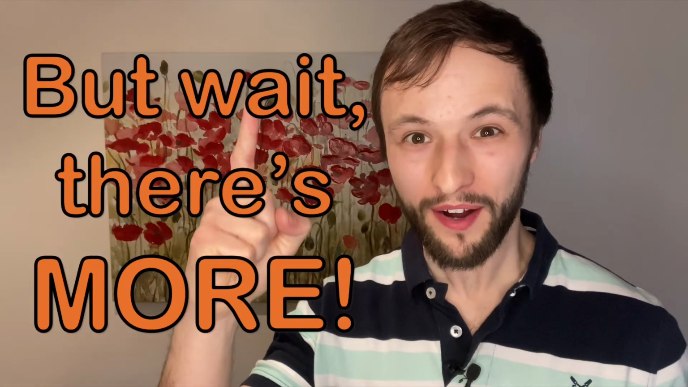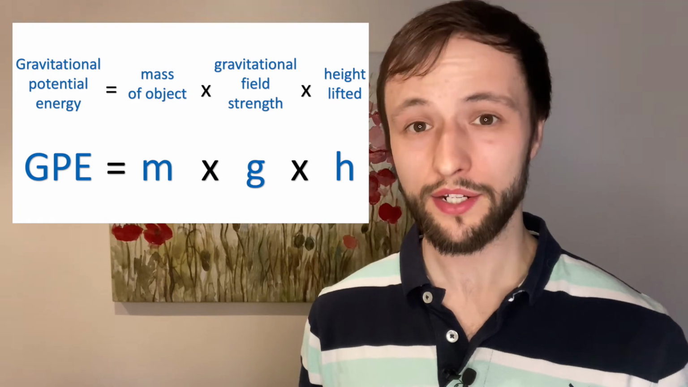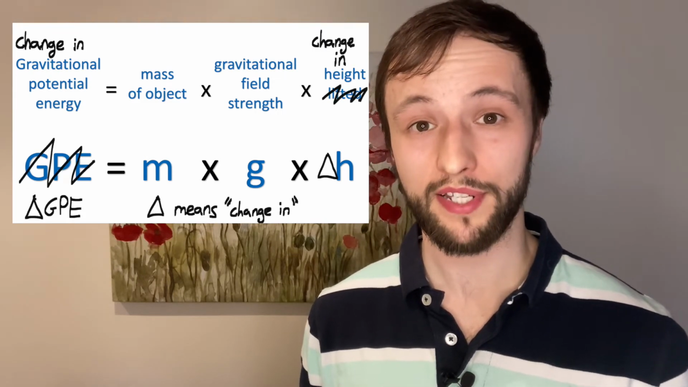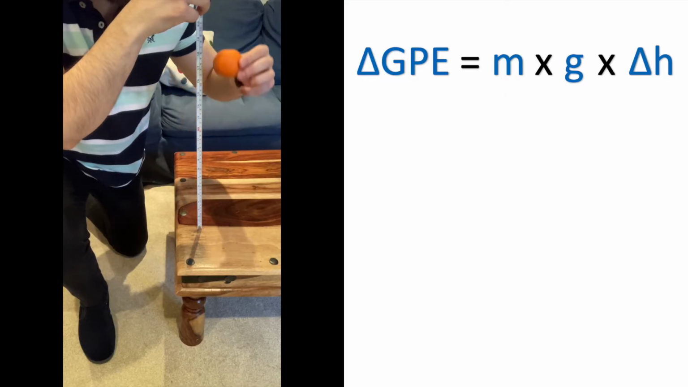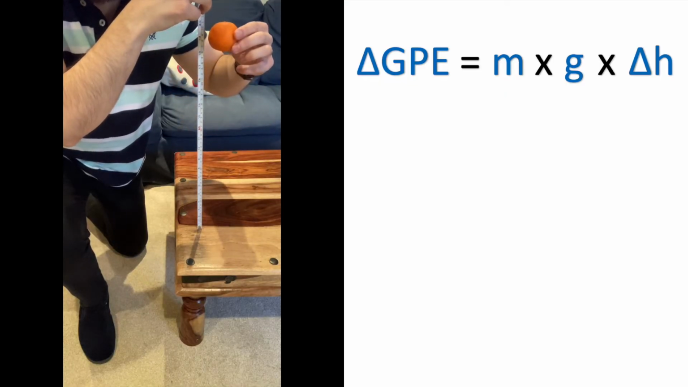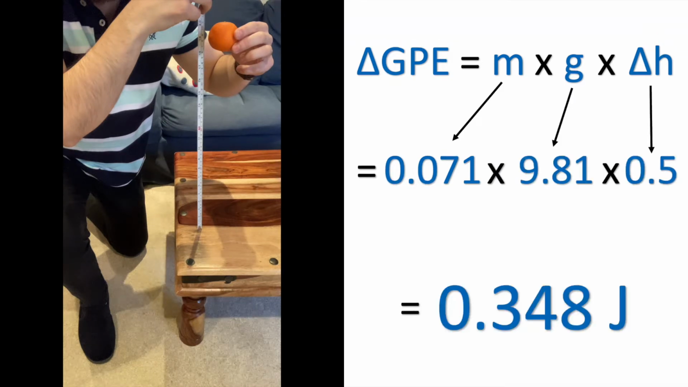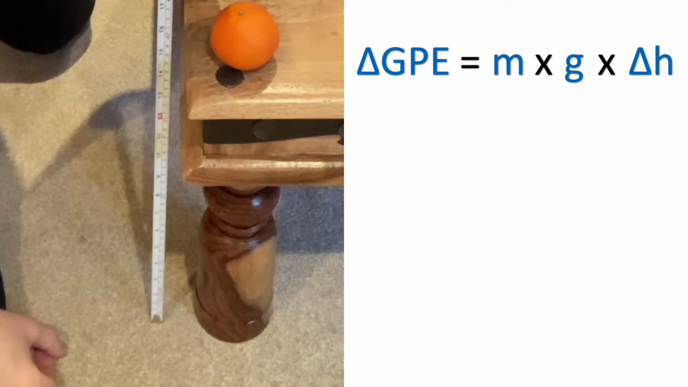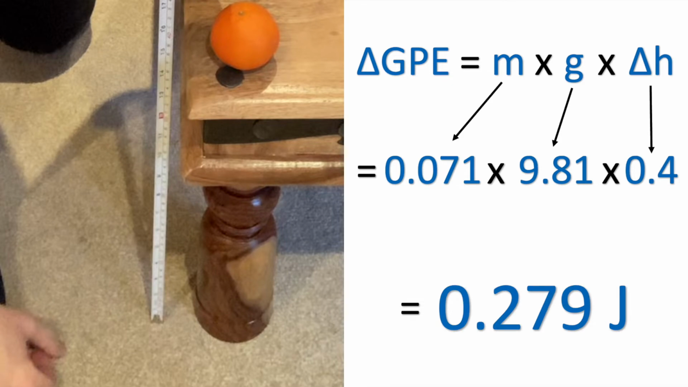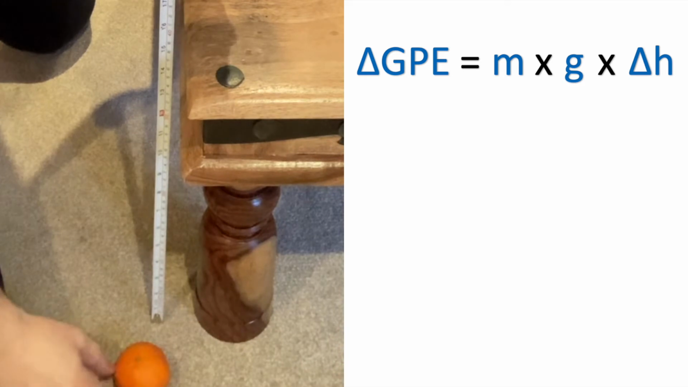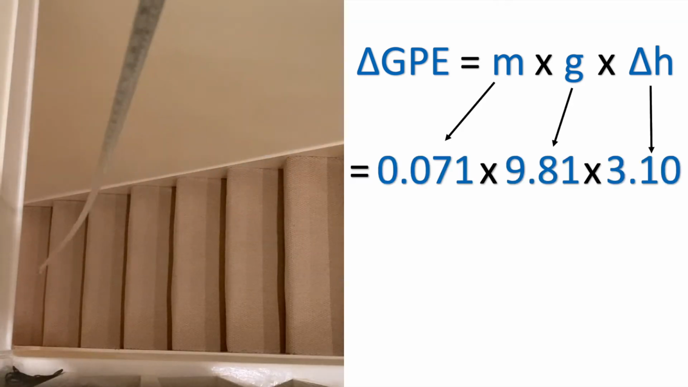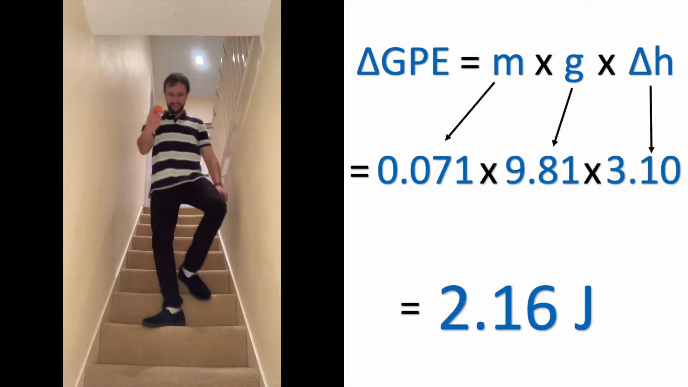But wait, there's more! Gravitational potential energy is actually change in gravitational potential energy. By lifting the tangerine half a meter off the coffee table, it has 0.348 joules more GPE than when it was on the coffee table. And when it was on the coffee table, it had 0.279 joules more GPE than when it was on the floor. And when it was on the floor, it had 2.16 joules more GPE than when it was on the coffee table downstairs.